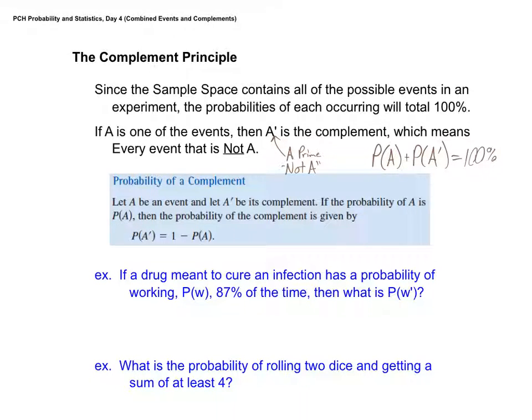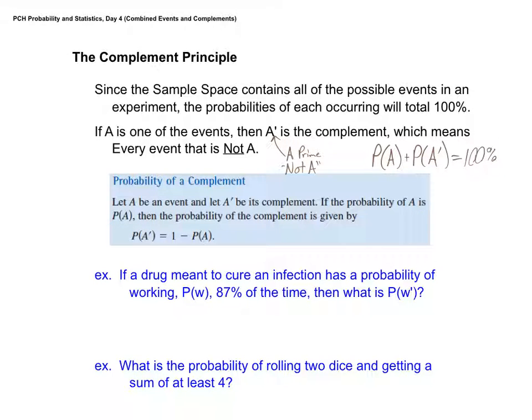So, using this, we have the probability of a complement. The probability of A prime is 1 minus the probability of A. So, simple transformation of the equation we just saw. If A is 87%, would you do 1 minus 0.87 or 1 minus 87? 0.87. Well, if you're using 1 for 100%, then you would use the 0.87, because 1 is the decimal of 100%. So it doesn't matter as long as you're consistent. If you want to make it 100 minus 87 or 1 minus 0.87, it doesn't matter.